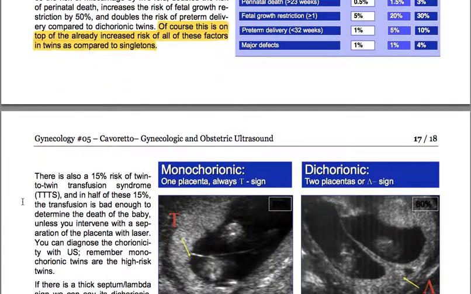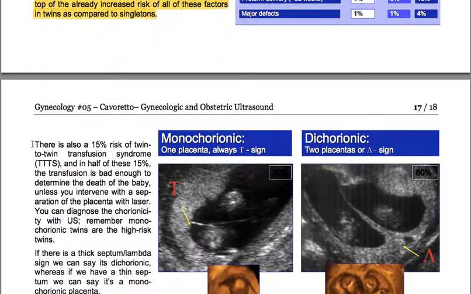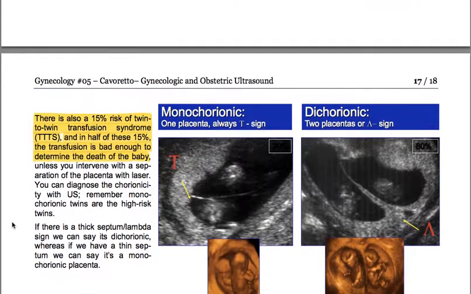So, there is also a 15% risk of twin-twin transfusion syndrome, and in half of this 15%, the transfusion is bad enough to determine the death of the baby, unless you intervene with a separation of the placenta with laser. You can diagnose the chorionicity with ultrasound. Remember, monochorionic twins are the high-risk twins.